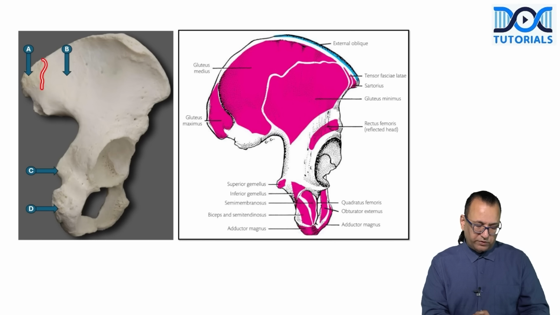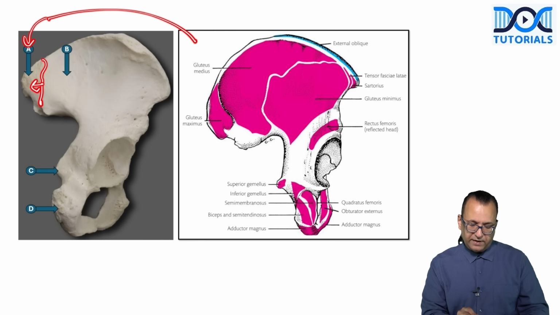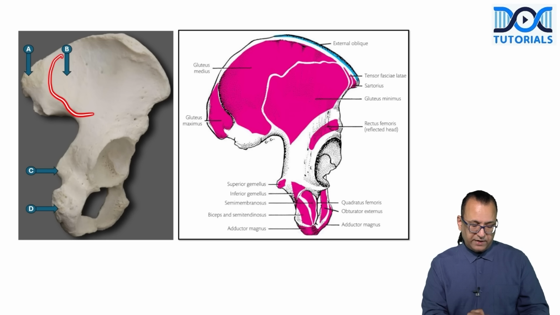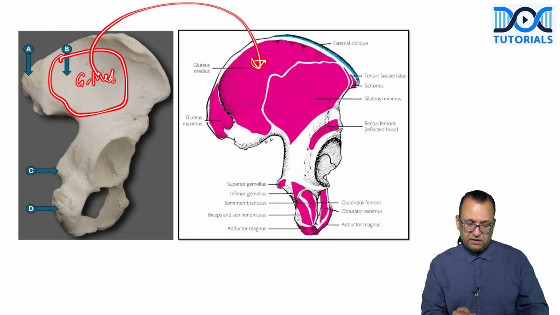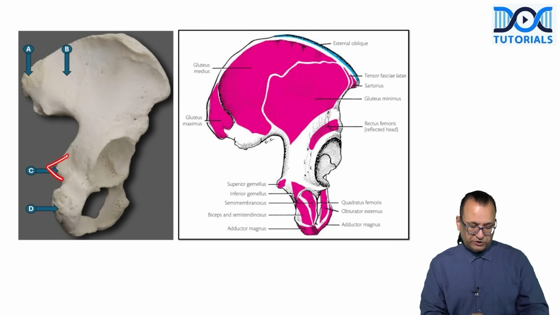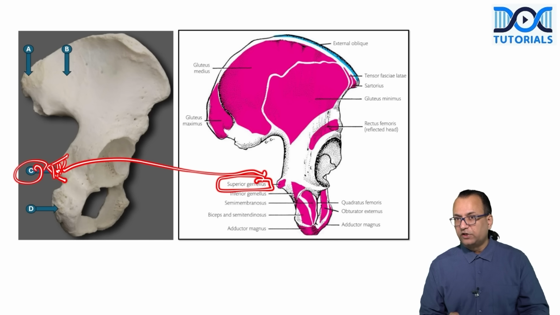You can see the posterior gluteal line, and posterior to that is marker A. So marker A is gluteus maximus here. Marker B is the region where you will have gluteus medius. If you are looking at marker C, that is the ischial spine, lateral aspect, where superior gemellus takes origin, the short lateral rotators under cover of gluteus maximus.